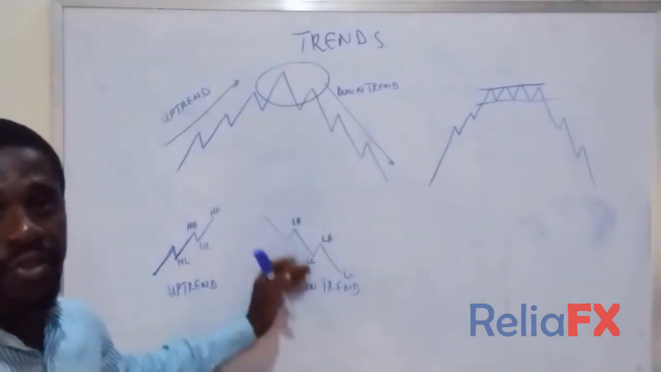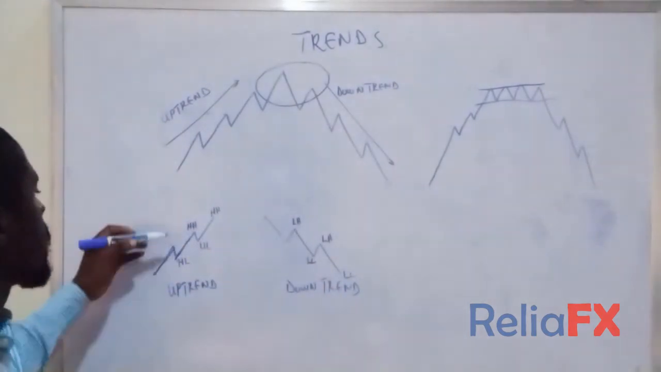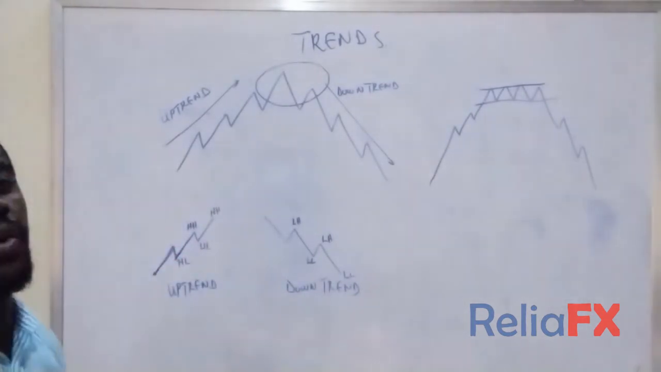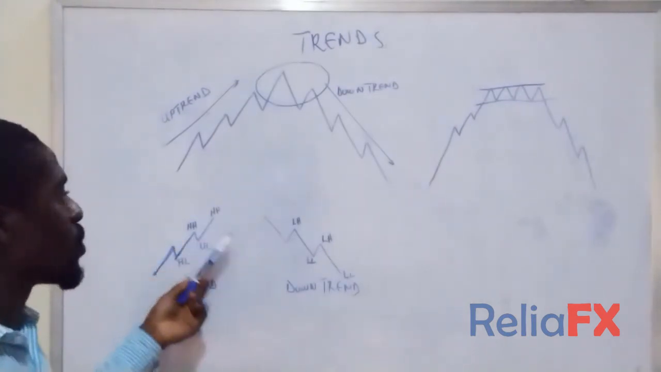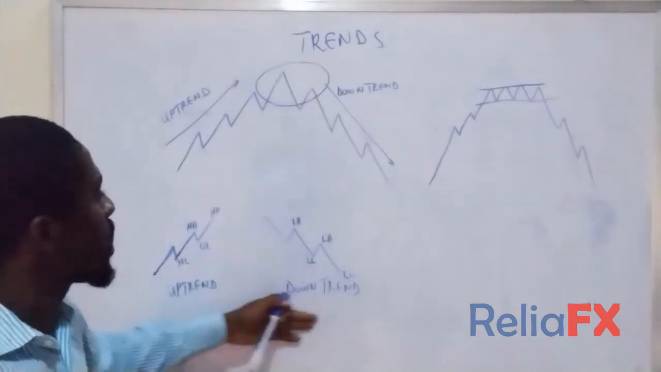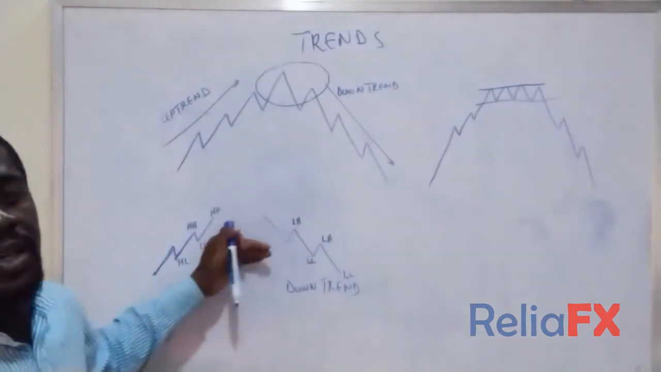What do you do in an uptrend? You buy. What do you do in a downtrend? You sell. Uptrend is easy to recognize. When you begin to see higher highs, you know you have an uptrend. Higher highs and higher lows. For downtrend, you have lower highs and lower lows. That is just a simple explanation of how to fix your trends.